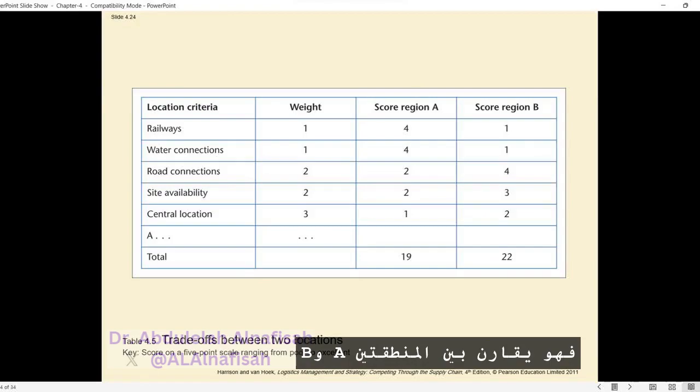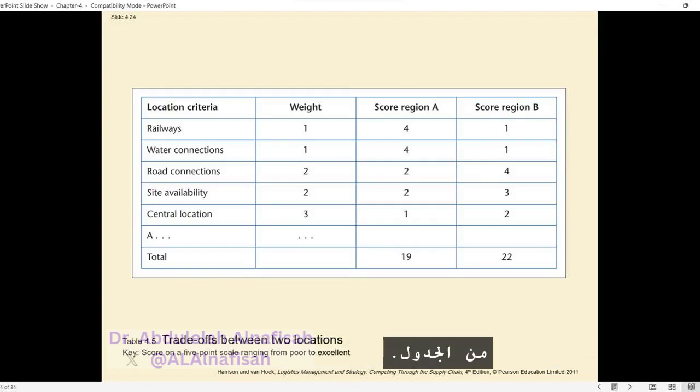It compares 2 regions, A and B, based on various location criteria, each with an assigned weight. The scores for each criterion are summed to give a total score for each region. Here are some key points from the table.